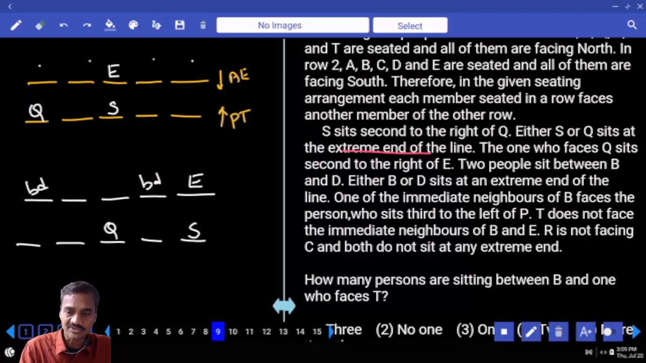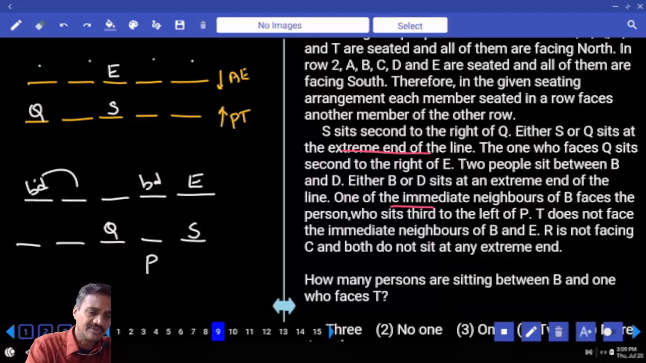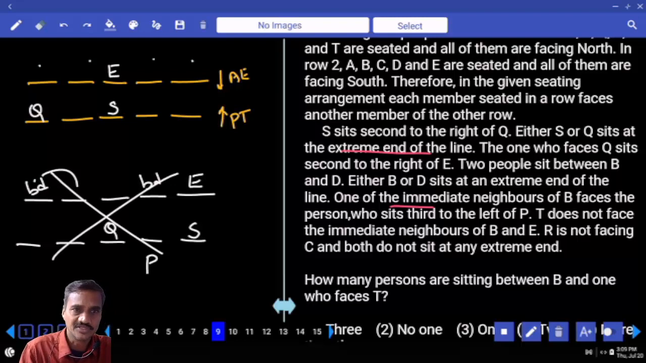One of the immediate neighbors of B faces the person who sits out to the left of B. Now, out to the left of B and out to the left of P, one of the neighbors. Now if P is here, one of the neighbors of B, B will be here. That person will be second to the left but not third left. And this case is not at all possible. Are you getting this one or not?